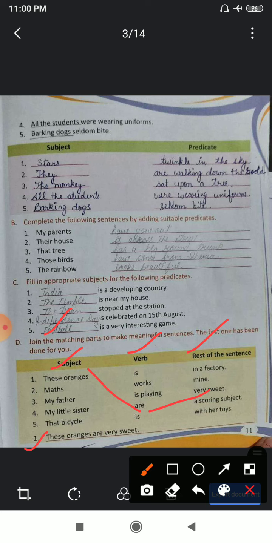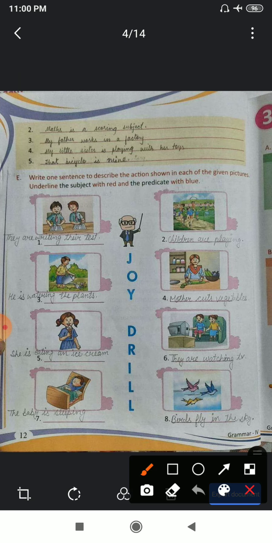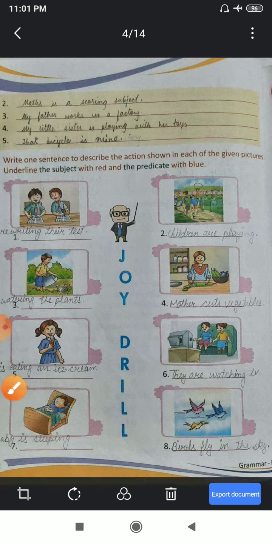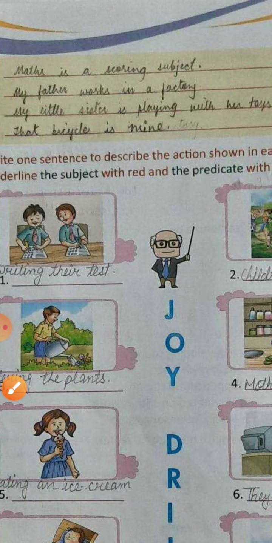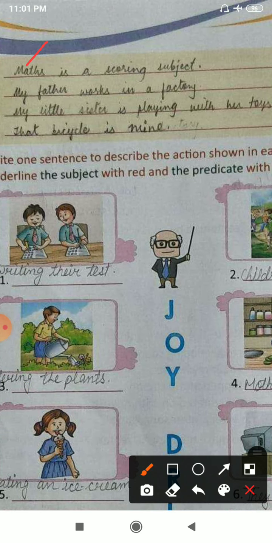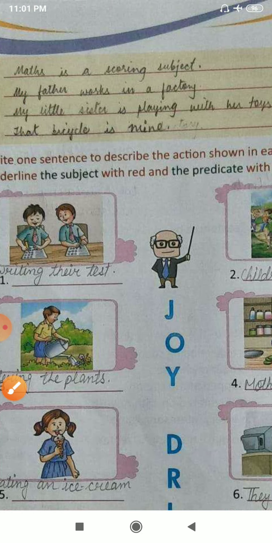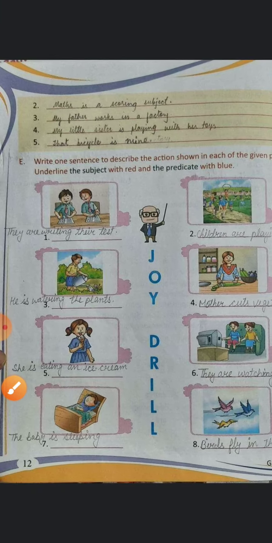So just turn your page, everyone. Number 2, math is a scoring subject. Number 3, my father works in a factory. Number 4, my little sister is playing with her toys. Number 5, that bicycle is mine. Please have a look here. Maths is a scoring subject. My father works in a factory. My little sister is playing with her toys. That bicycle is mine. Okay, you all have to write down very neatly.